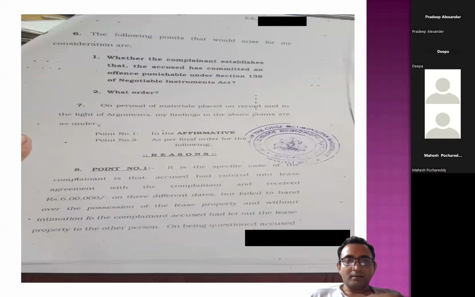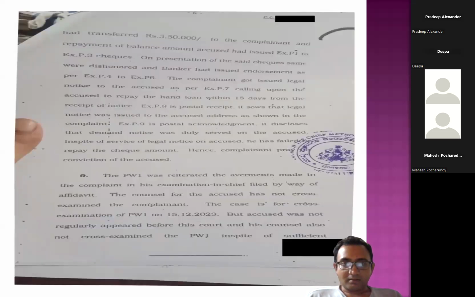In the final hearing, arguments of the complainant were heard, and the argument of the accused side was taken as nil because the accused did not contest this case. I have carefully perused the materials placed on record. The following point arises for my consideration: whether the complainant establishes that the accused has committed an offense under section 138. For this point number one, it is the specific case of the complainant. So the judge has taken the complainant's prayer for conviction of the accused. Prosecution witness number one has reiterated the arguments made by the complainant in his examination in chief filed by way of affidavit.